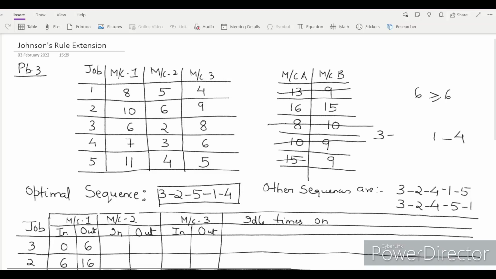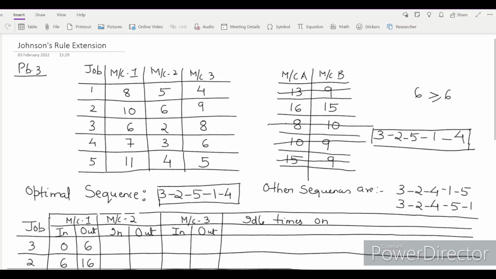We will cut this one, and so now it is job number 5. The last one that is remaining is job number 2. So in this way you got the optimal sequence. So now I will let you explain.